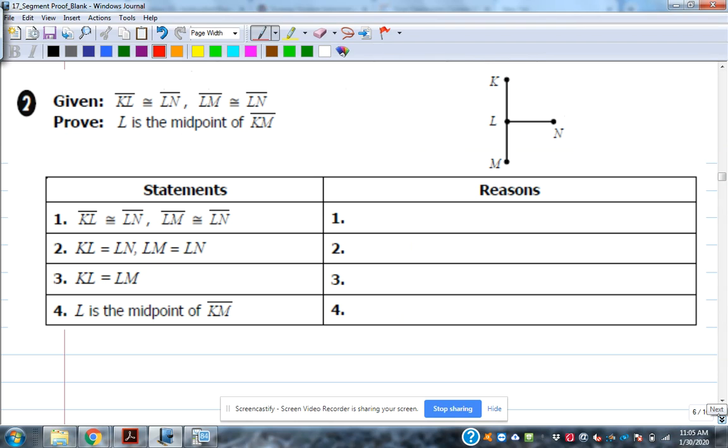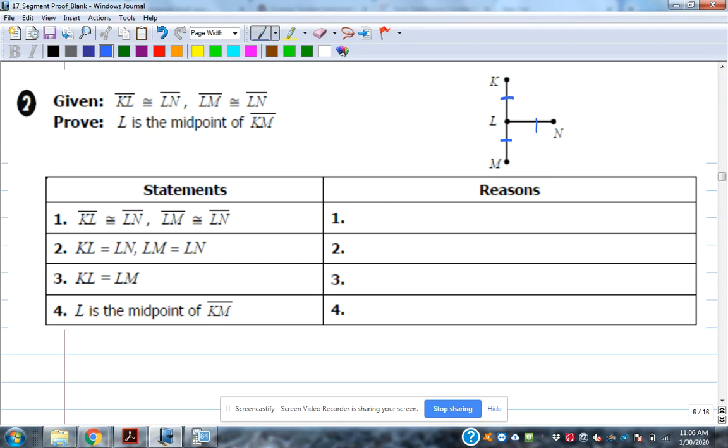Let's look at number 2. This one's a shorter one. Hopefully it makes it less painful. Segment KL is congruent to segment LN, and segment LM is congruent to segment LN. So here's what's happening. They're all congruent to one another there in our picture. That little slash through those lines means they're congruent.